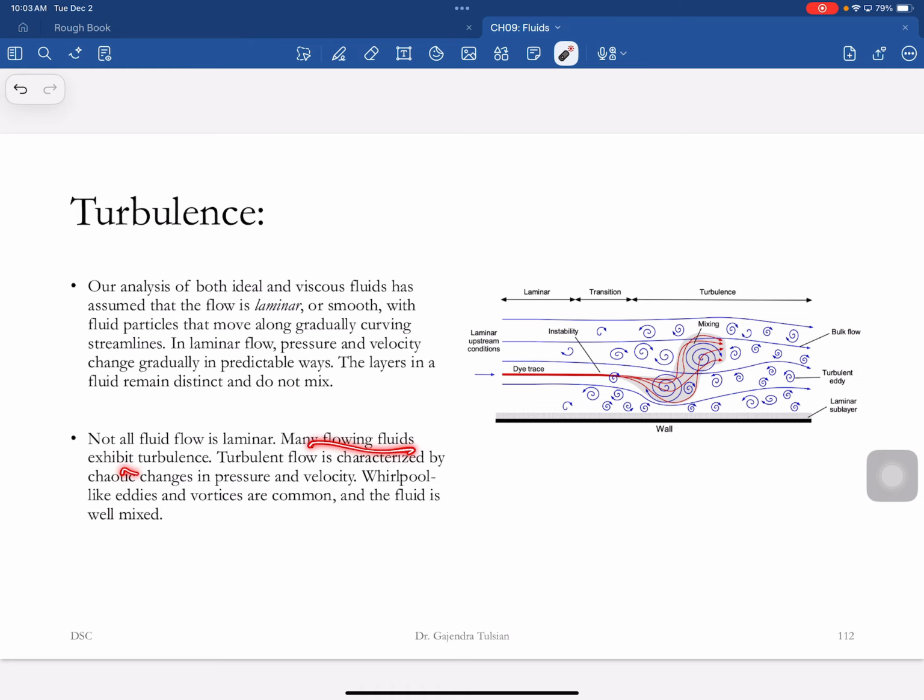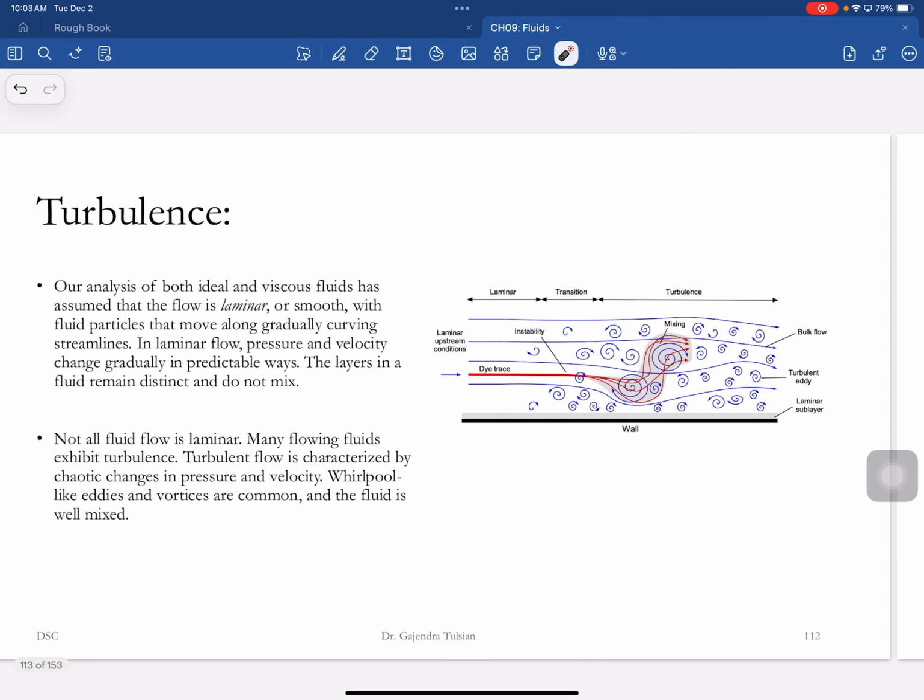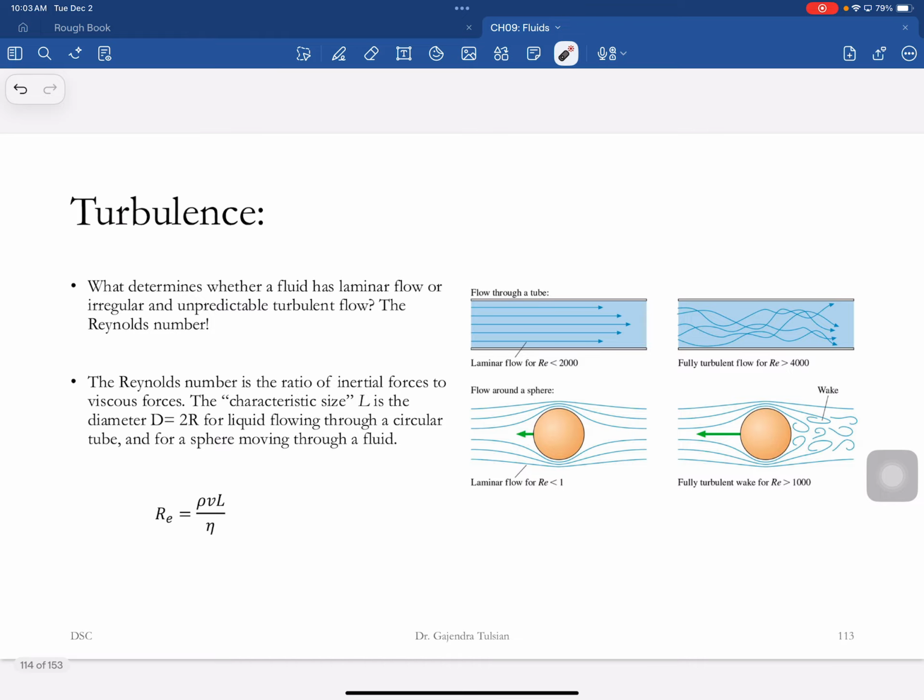Many flowing fluids exhibit turbulence. Turbulent flow is characterized by chaotic changes in pressure and velocity. Whirlpools and eddies and vortices are common, and this fluid is well mixed. So that's what determines whether a fluid has laminar flow or irregular or turbulent flow. The Reynolds number will tell you whether the flow is laminar or turbulent.